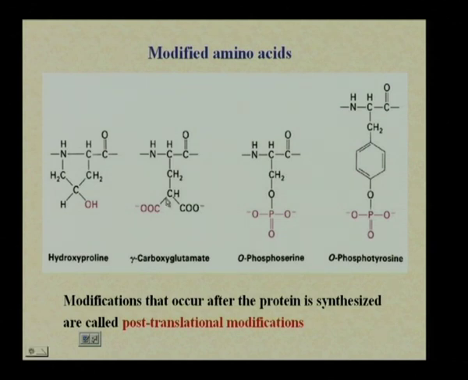Another one, the second one, is gamma carboxyglutamate. What is glutamate? Glutamate is when you have the single carboxylic acid group here. If you have another carboxy attached to it, it becomes gamma carboxyglutamate, and this is the structure which you see in some proteins. Another one is phosphoserine linked to the O.